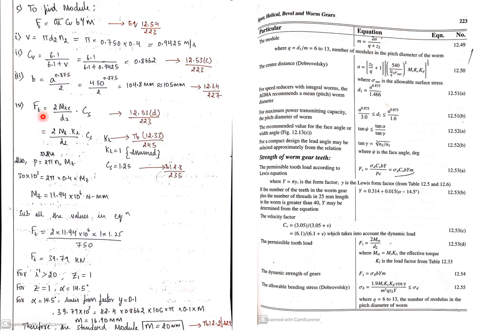The next thing is the tangential tooth load. So this is a very important step, guys. If you see, the service conditions have been given, I repeat, the service conditions have been given. So those service conditions you need to multiply here by CS. Okay, in this step we have to take the service conditions.